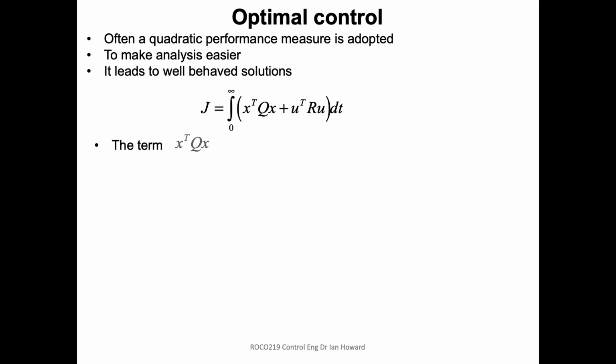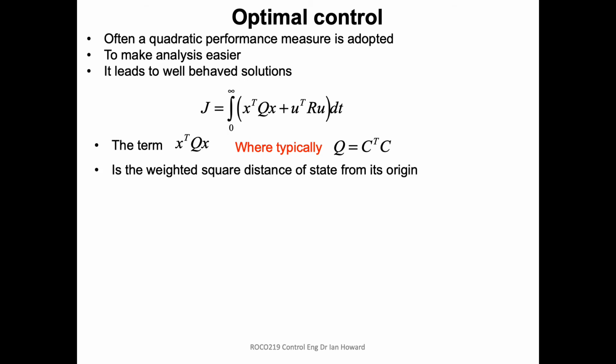So let's just go through that in a bit more detail. x transpose times this weighting matrix times x is a quadratic term relating to what the value of the state is. It's trying to say, if the state is anything other than 0, then there's going to be a cost added in, and Q is typically just a scaling factor. And if we want this to relate to the output of the system, we can put Q in as being basically the output vector, if you like, multiplied by itself. So it's the weighted distance of the state from its origin. That's basically what it's saying.